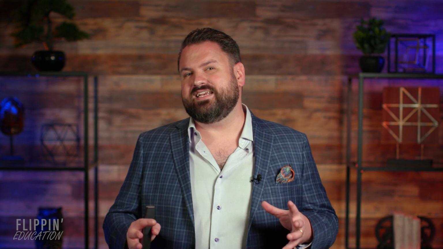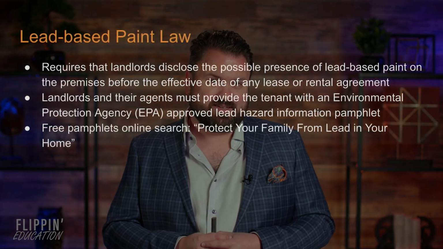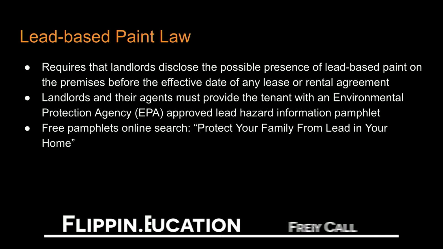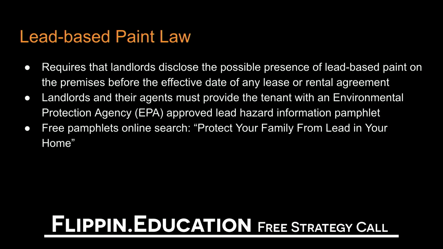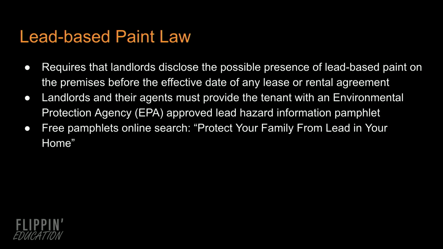One of the things that you need to be aware of as a landlord is the lead-based paint law. This law requires landlords to disclose the possible presence of lead-based paint on the premises before the effective date of any lease or rental agreement. Landlords and their agents must provide the tenant with an Environmental Protection Agency approved lead hazard information pamphlet. And these free pamphlets are available online if you just search Protect Your Family from Lead in Your Home.